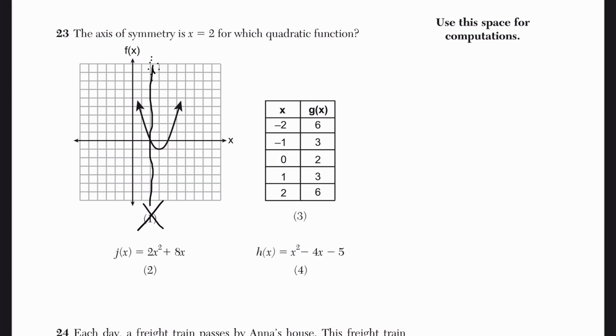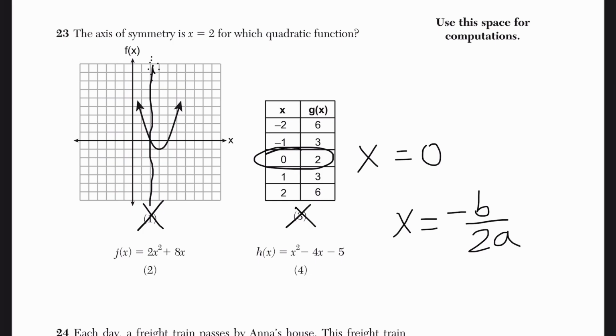Here it looks like the vertex is at (0, 2), which means its axis of symmetry is x equals 0. No good. Now you could plug these into your graphing calculator. There is a quick trick for this. It's actually on your reference sheet too. The axis of symmetry is x equals negative b over 2a, where b would be 8 and a would be 2 in this problem. So it would be negative 8 over 2 times 2. So that's going to give you negative 2.